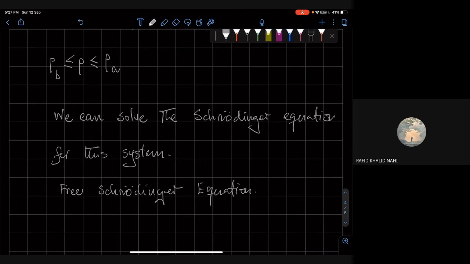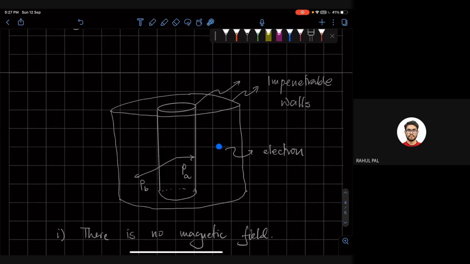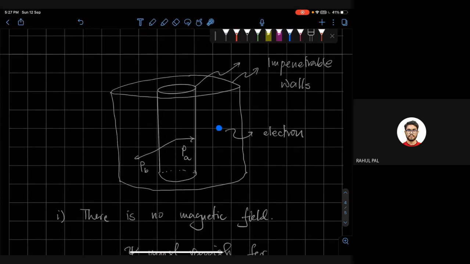Rahul? Could you come again? I mean, is it clear why we have to solve the free Schrodinger equation? Not really. Okay. So can someone else explain why we have to solve the free Schrodinger equation in this case?